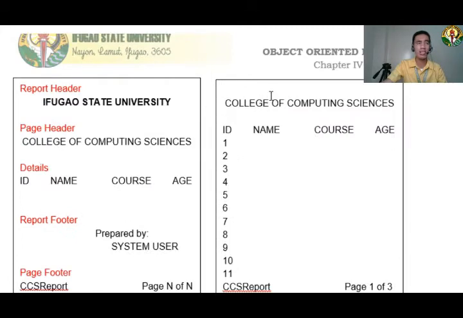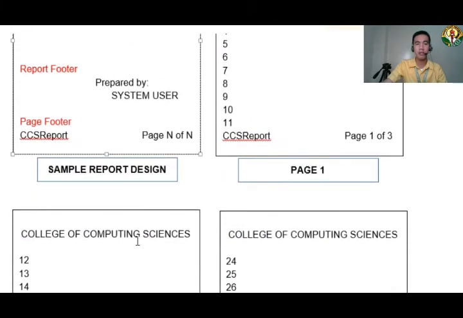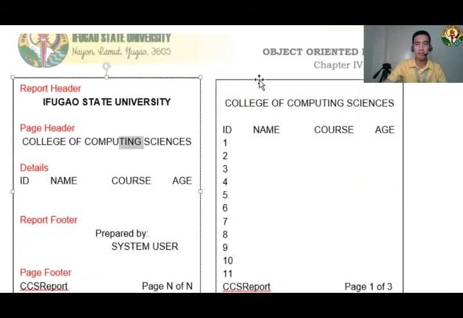Wala. Hindi nakalagay doon. Dapat merong Ifugao State University sa taas. Okay? Page header, College of Computing Sciences. So, ibig sabihin, each pages lalabas ito. So, yan. Tapos, yan. Nandyan yan. Wala nang Ifugao State University kasi sa first page dapat yan. Again ha, mistype, nawala doon. Okay?